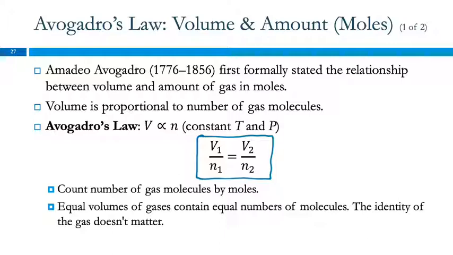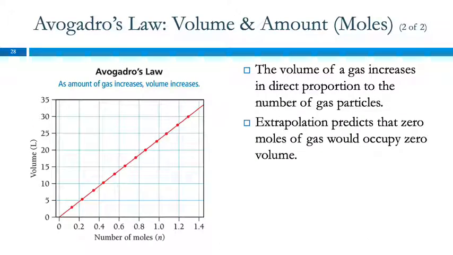So what's interesting about this is under the same conditions, equal volumes of gases have equal numbers of molecules. Doesn't matter what the gas is, because the volume of a gas depends on the number of particles, not how big they are, not how much they weigh. If we graph volume versus number of moles, we see that at 0 moles, the volume would be 0, because there's nothing in there, right? And as we increase the moles, the volume increases proportionally.